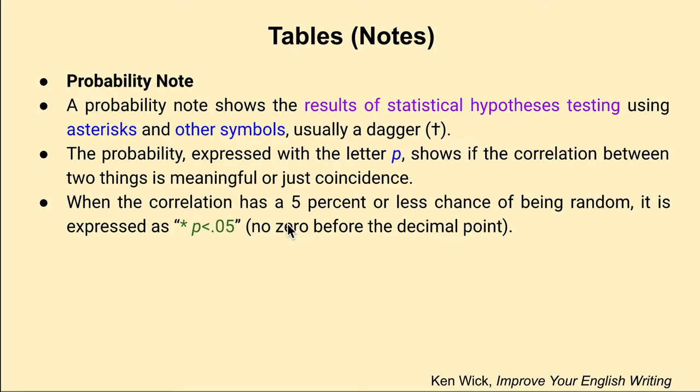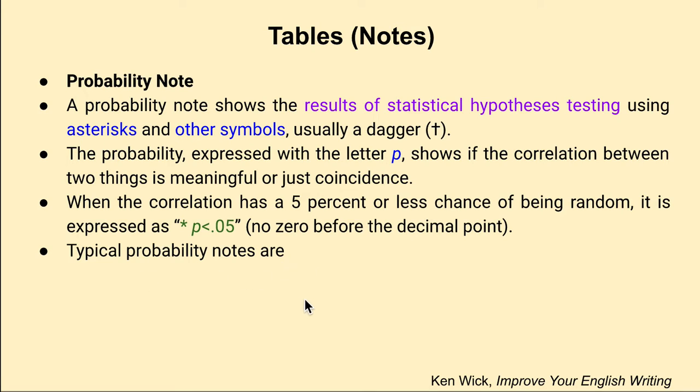For example, when the correlation has a 5% or less chance of being random, it is expressed as this: asterisk, space, P less than 0.05. And no zero before the decimal point. So once again, this means less than 5% chance of being random, which means it's probably correlated.